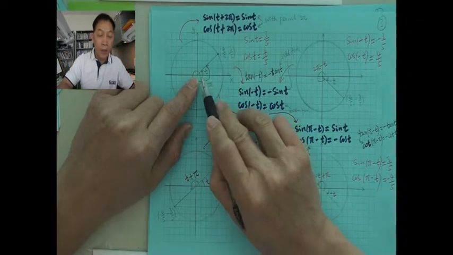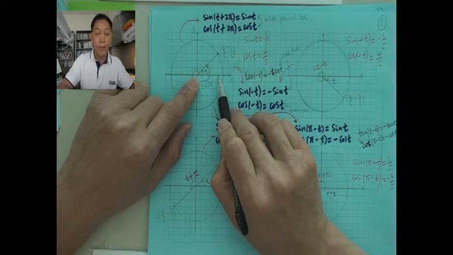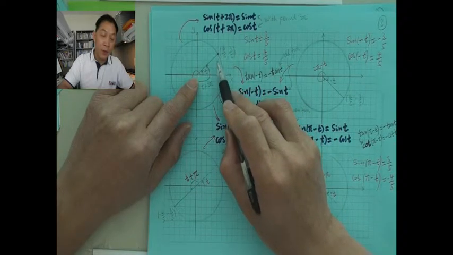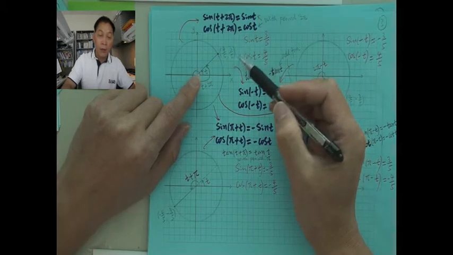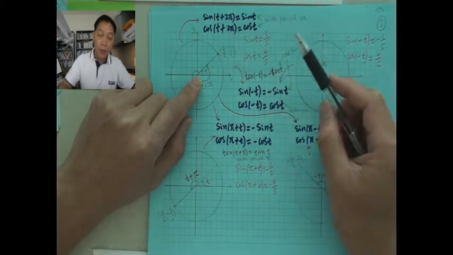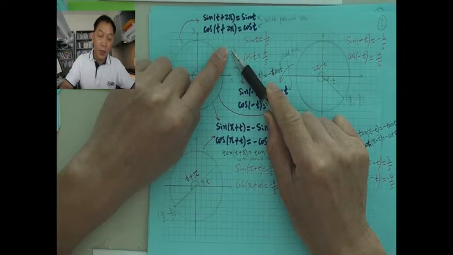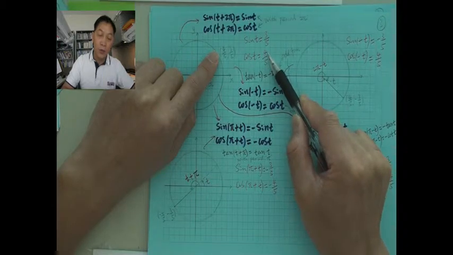1, 2, 3, 4. Okay, 4/5. And then y is 3/5, 1, 2, 3/5. So then you know sine t is the y coordinate. That's 3/5. Cosine t is the x coordinate, 4/5.